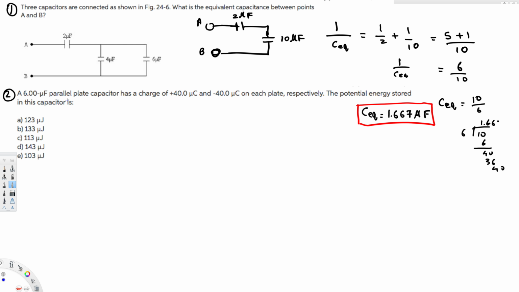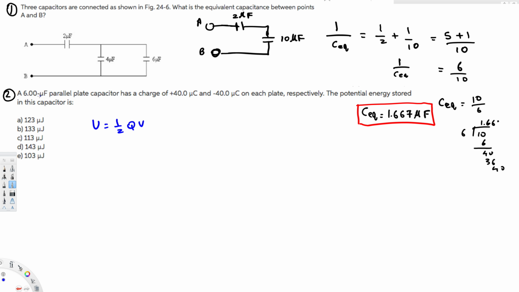The second question is asking: a 6 microfarad parallel plate capacitor has a charge of 40 microcoulomb and negative 40 microcoulomb on each plate respectively. The potential energy stored in this capacitor is what? So that's the question. So we know that potential energy is equal to half QV.